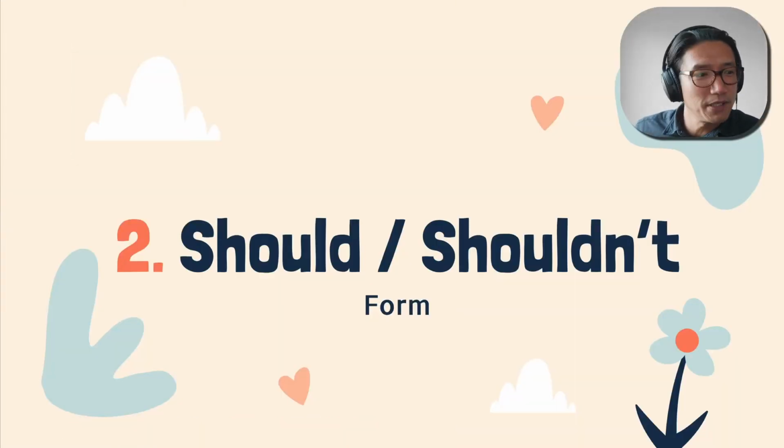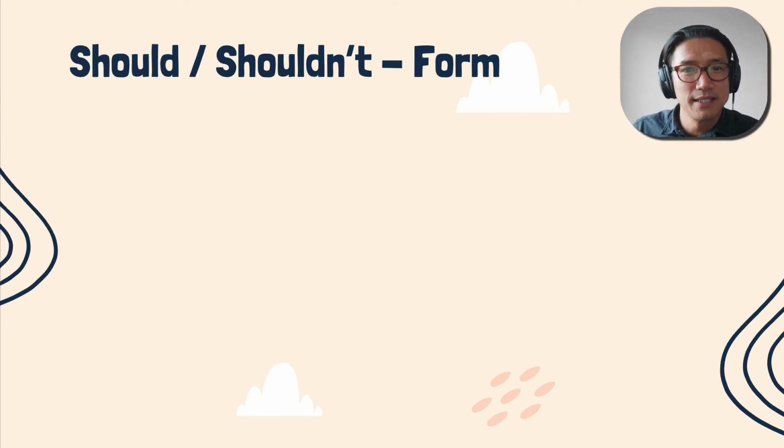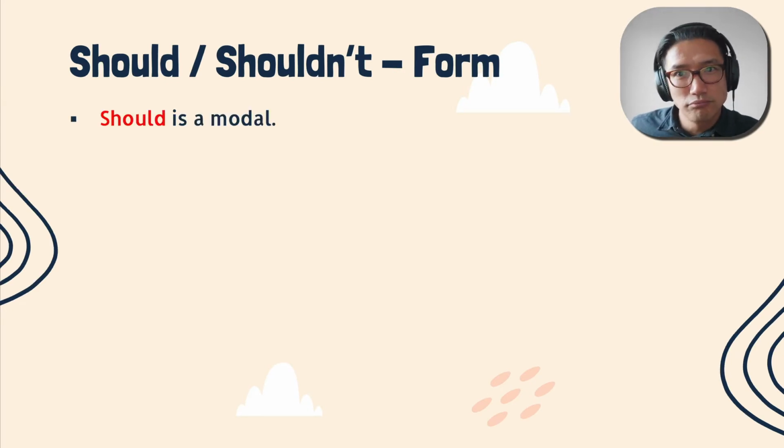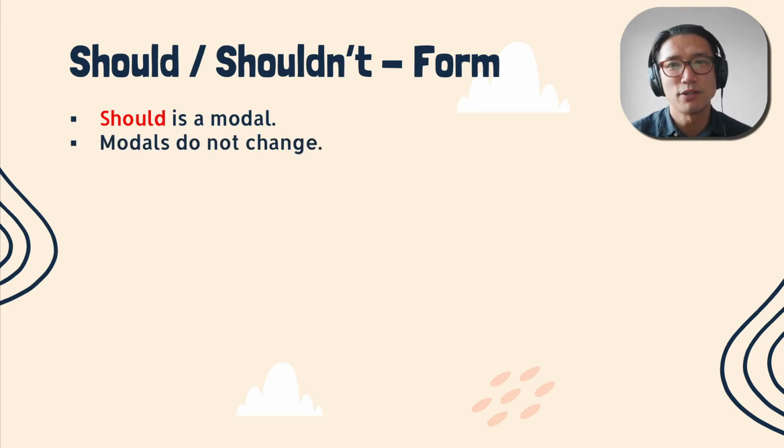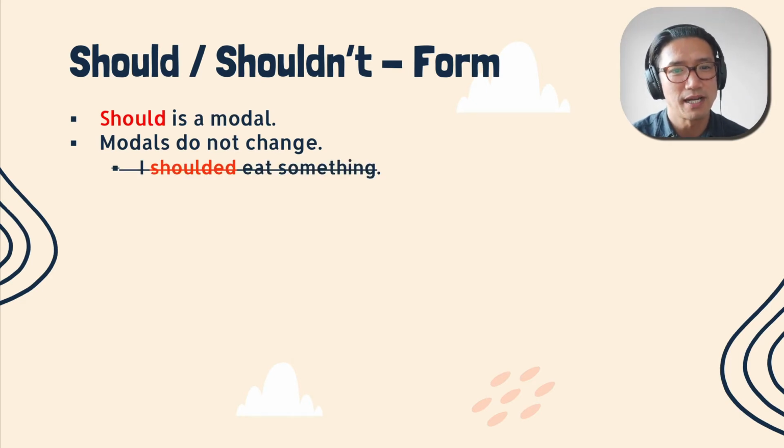All right, the second part, we're going to be looking at the different forms for should and shouldn't. Let's get into this. Should is a modal. What does that mean? Does anybody know? So modals do not change, as in you don't add an ed, you don't add an s to them. They don't change because of the tense or anything like that. So it shouldn't be I should eat something if you're going to try to use the past tense. There's a different form for that, and we're not going to talk about it.